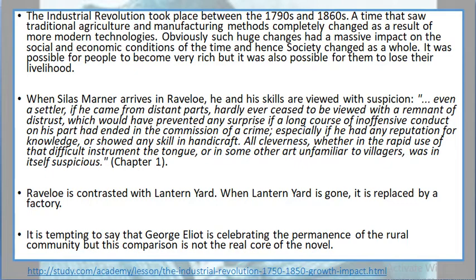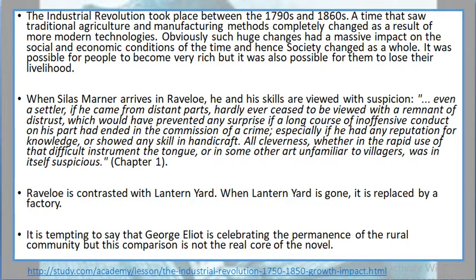Obviously, such huge changes had a massive impact on the social and economic conditions of the time, and hence society changed as a whole. It was possible for people to become very rich, but it was also possible for them to lose their livelihood. So there was far more gap between poor and rich in the society.